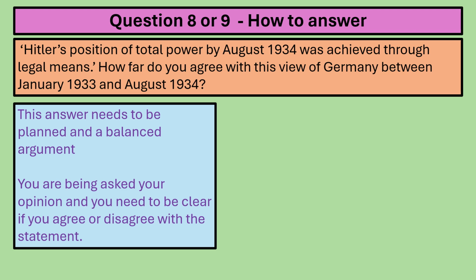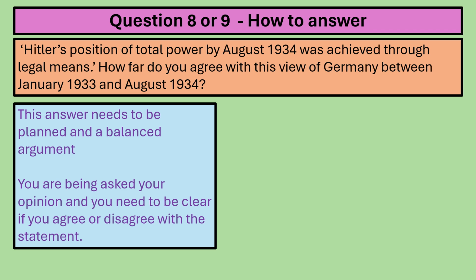So in this case, we have got a question which says Hitler's position of total power by August 1934 was achieved through legal means. How far do you agree with this view of Germany between January 1933 and August 1934? It's so important on the Germany papers, just like any of them, but especially on Germany, that you're really, really careful with the years here. You can only talk about events up to 1934. So these were events from the first chapter of the course, okay, about how the Nazis take power. So don't talk about things that come later, like the terror tactics and the propaganda that come up in later chapters. The key word here is legal means, okay?